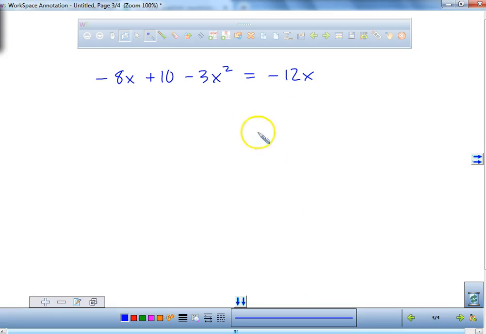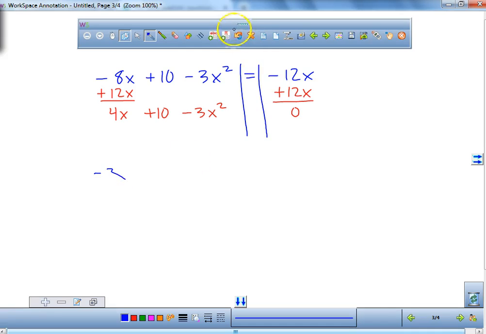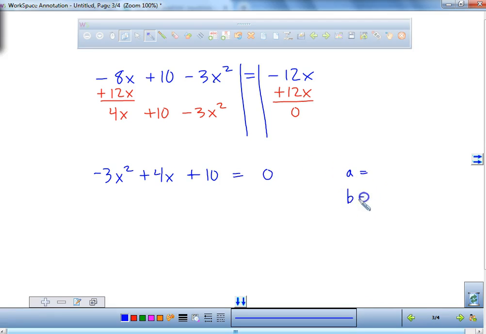Okay? So go ahead. Here's the very first thing we're going to do. We have to set everything equal to 0. So the first thing I'm going to do is add 12x to this side, and add 12x to this side. Okay? So here I have 4x. Here I have 10. Here I have negative 3x squared. Is this in the correct order? No, it's not. So we have to move this up front: negative 3x squared, plus the 4x in the middle, and the 10 at the end. And then set it equal to 0. Now I can identify A, B, and C. Our A value is negative 3, our B value is 4, and our C value is 10.